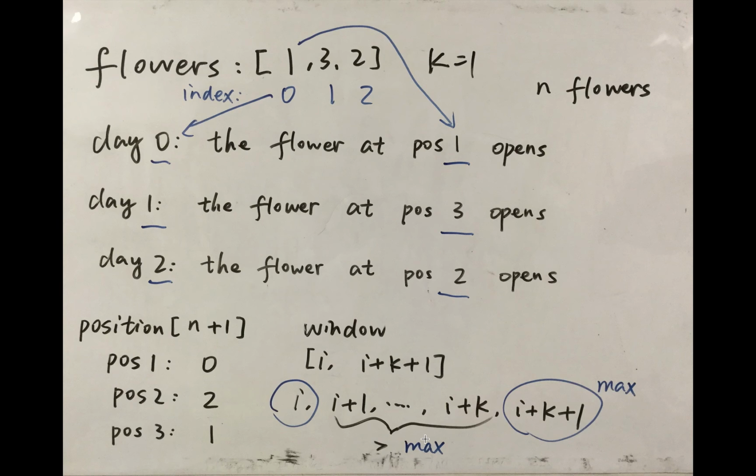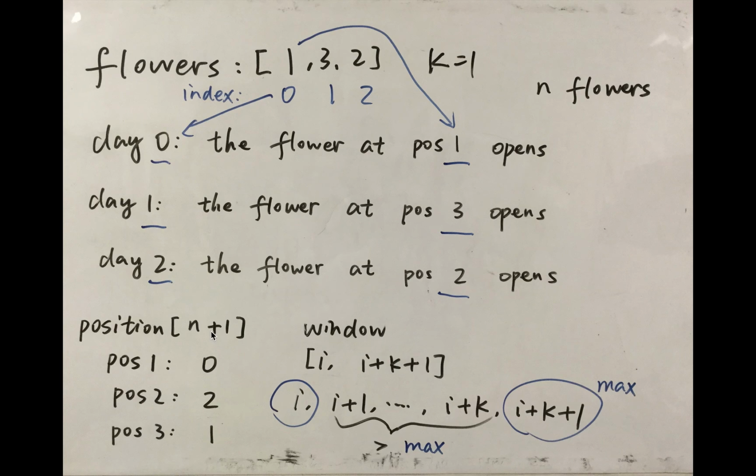So you can see we'd better have an array whose values equal the days these flowers open. And what about the index? How to represent the flowers uniquely? That should be the position, because one position only has one flower. So in this case, we can just construct another array, which we name position. This array means position 1, the flower at position 1 opens at day 0. And the flower at position 2 opens at day 2. And the flower at position 3 opens at day 1.